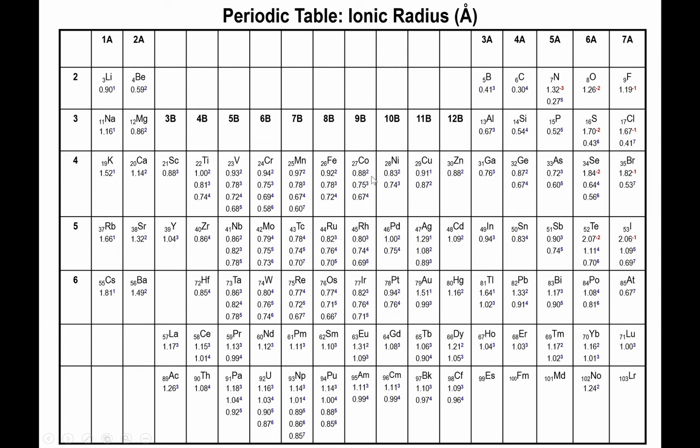So in the case of cobalt, the 0.88 angstroms is the ionic radius of cobalt 2+. The 0.75 angstroms is the ionic radius of cobalt 3+, and the 0.67 angstroms is the ionic radius of cobalt 4+. So in this table, we're basically depicting all of the elements with some of the most common charges that they can attain, as well as their corresponding ionic radii.